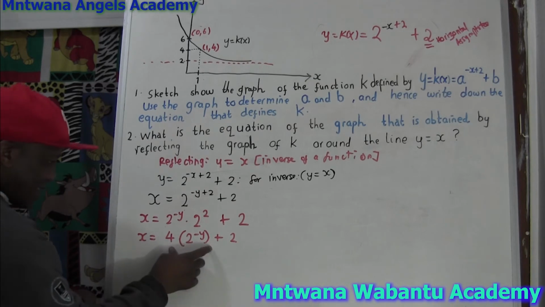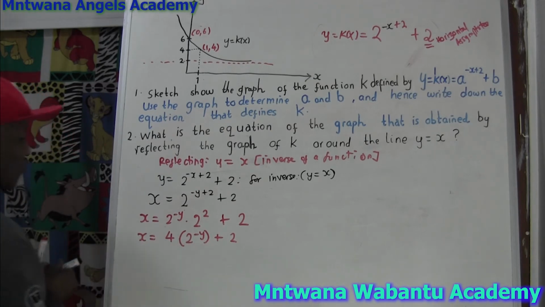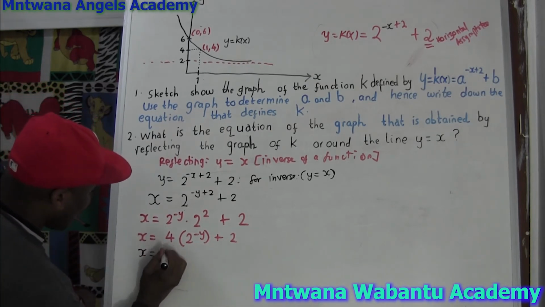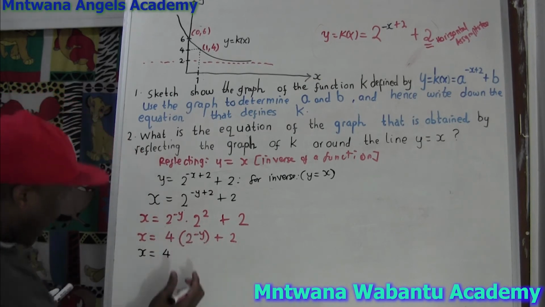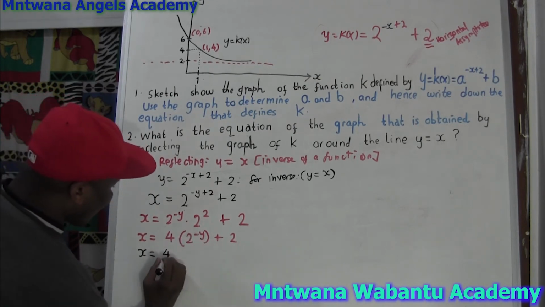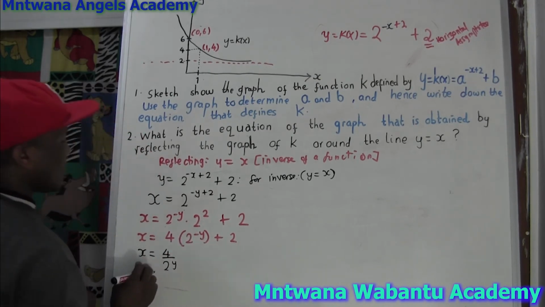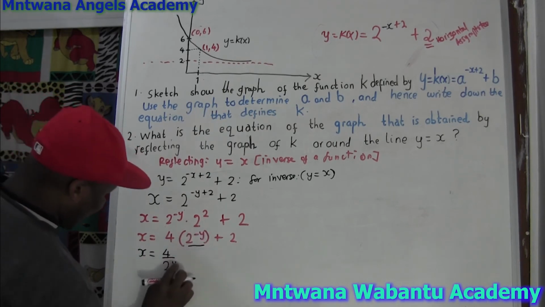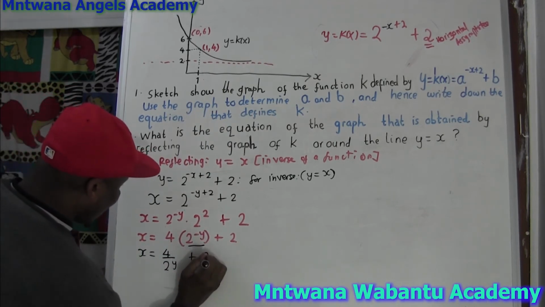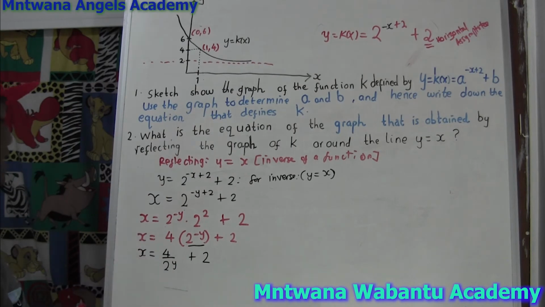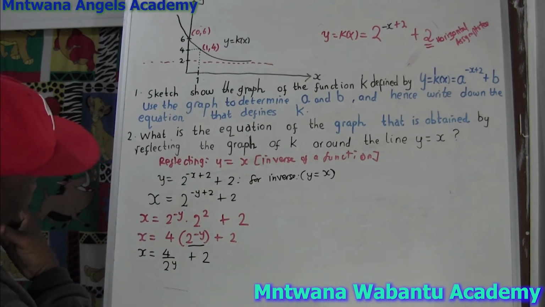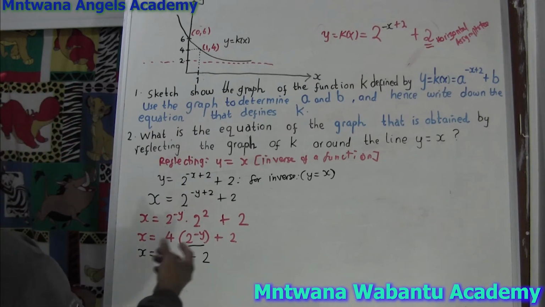So after that, by the proper rule, x equals 4 over 2 to the power y, because when you reciprocate, it becomes 2 to the power y, and then plus 2. So we want to make 2 to the power y the subject. How do we make 2 to the power y the subject here? This is tricky a little bit. You know what I'm saying? Easy.